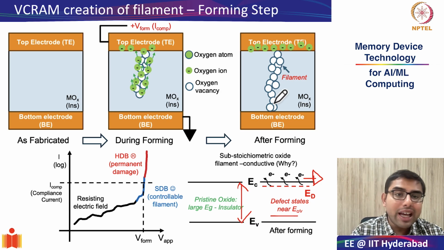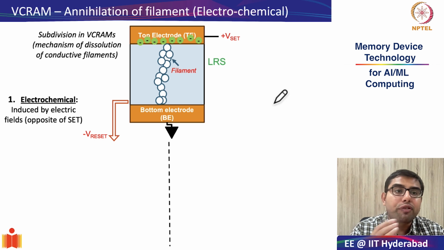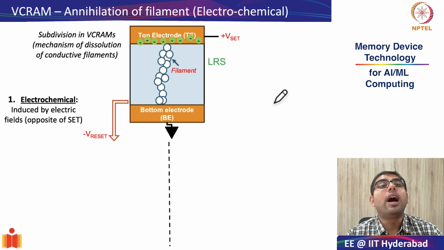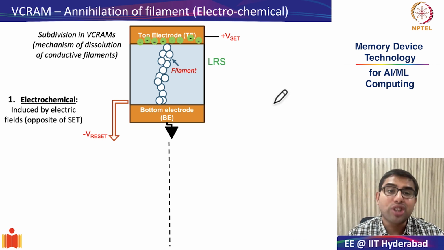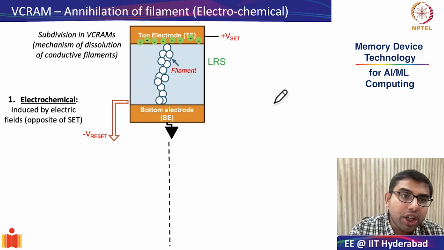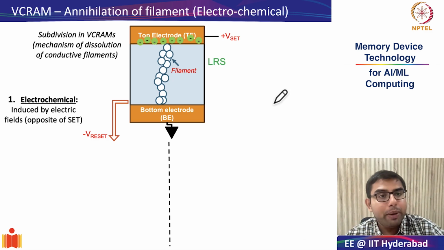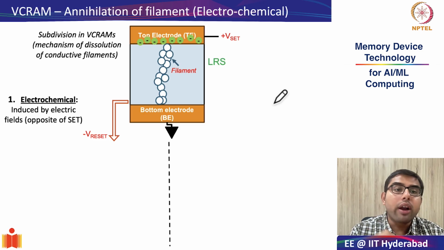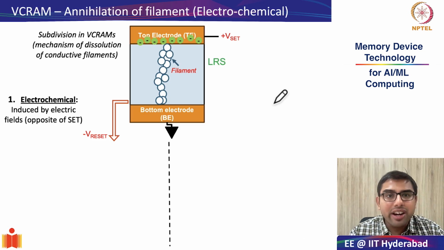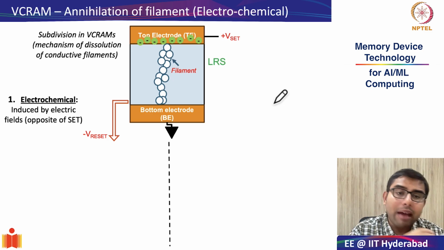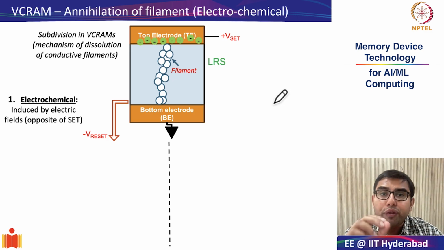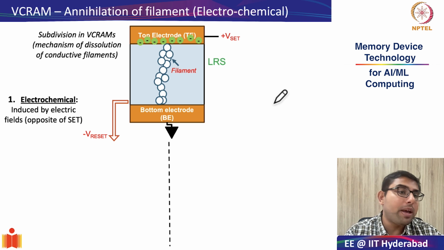Okay, now that we understand how the filament is formed, we will next try to understand how does the filament dissolve. Now try to recall, we also saw not only there is a subdivision between the nature of the filament in the form of VCRAM and CBRAM, but also depending on how the filaments are annihilated, there is a further subdivision into electrochemical VCRAM and thermochemical VCRAM. So first, let's look at the electrochemical VCRAM.